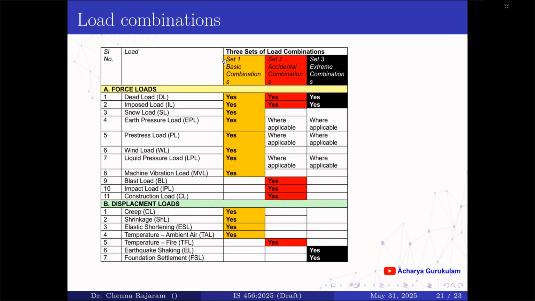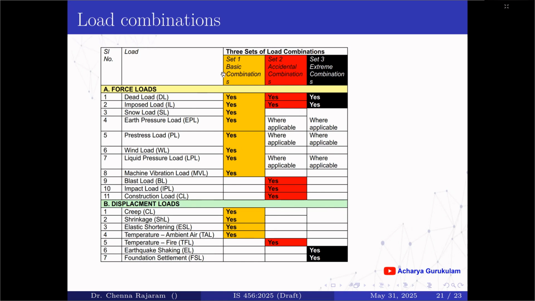A tabular column is given for the 3 sets of load combinations for various force loads and displacement loads. If we consider basic load combinations, dead loads, superimposed loads, snow load, earthquake pressure load, pre-stress load, wind load, liquid pressure load, and machine vibration loads have to be considered under force loads. For deformation loads, creep, shrinkage, elastic shortening, and temperature from ambient air have to be considered under basic combinations.